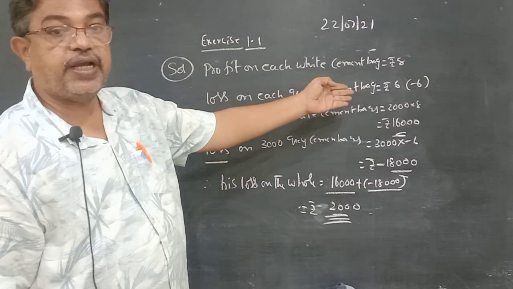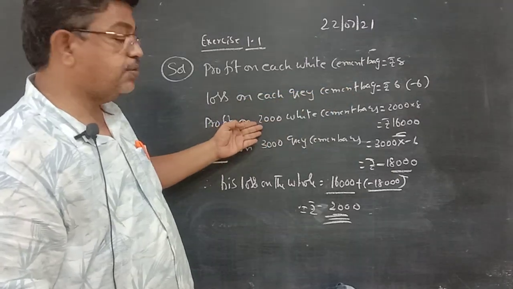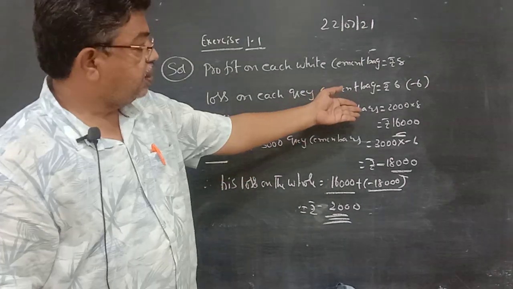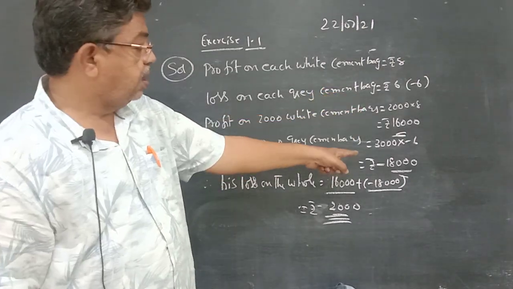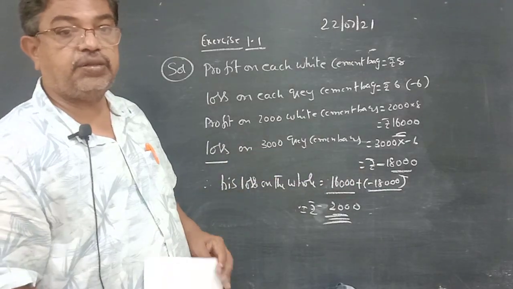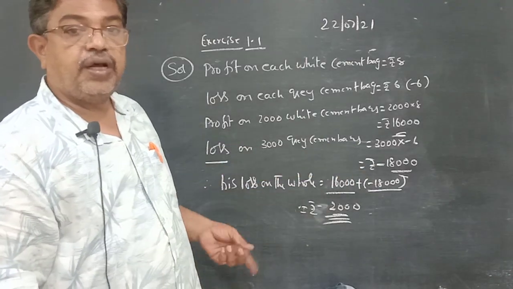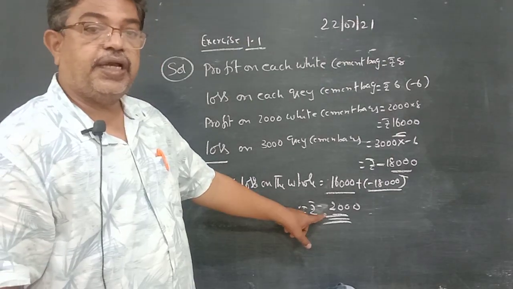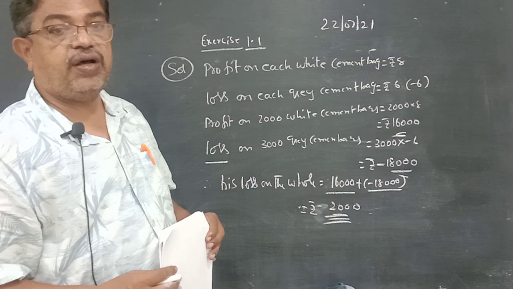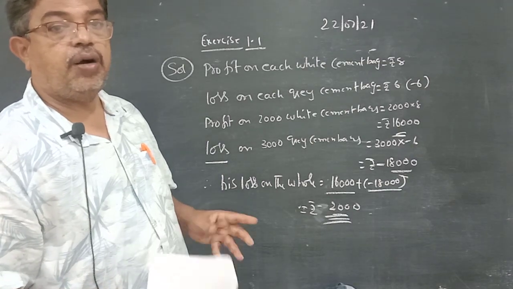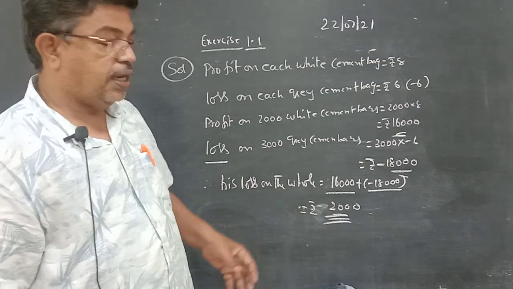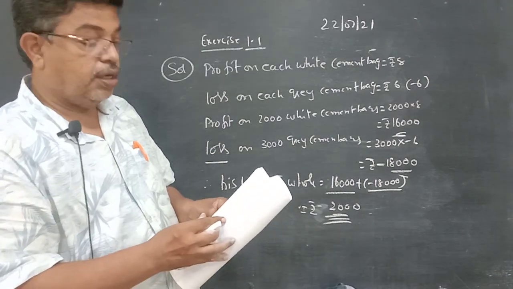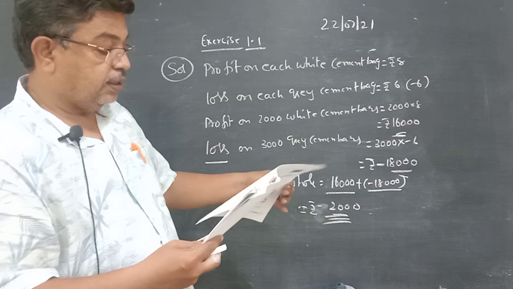Loss on each grey cement bag is equal to rupees 6. Number of white cement bags 2,000. Number of grey cement bags 3,000. Profit on 2,000 white cement bags 16,000. Loss on 3,000 grey cement bags equal to 18,000. We observe, on the whole, the loss is more, and it is a loss of -2,000. Adding the profit and loss on the whole, we got opposite integer subtraction, and the value is -2,000. So on the whole, the company got a loss of rupees 2,000.